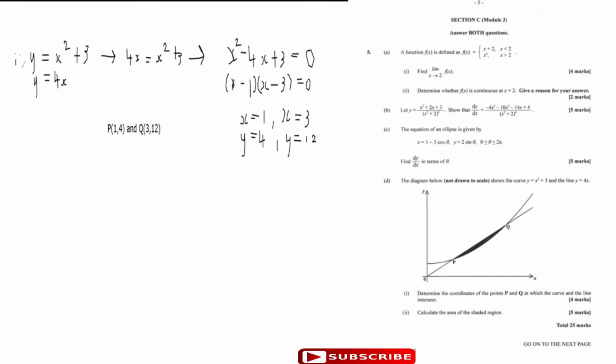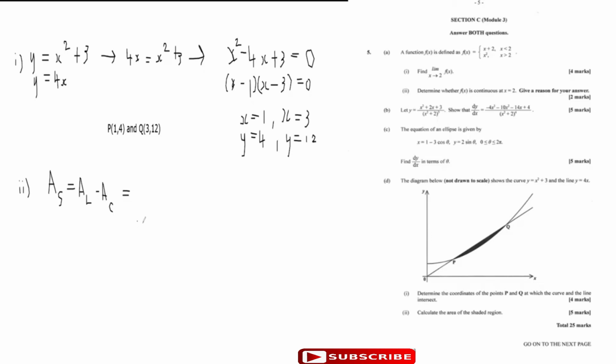Now the second part of the question. The second part says calculate the area shaded. Now to calculate the area shaded, I like to call area shaded AS. The area shaded is equal to the area under the line minus the area under the curve. That's going to give us the area shaded.